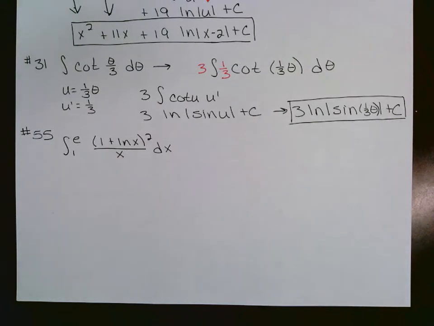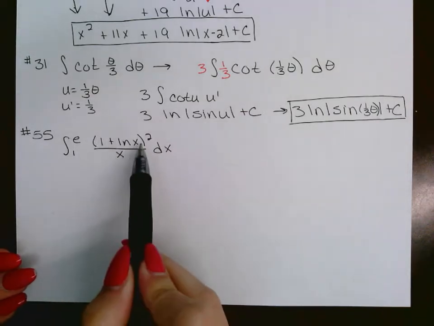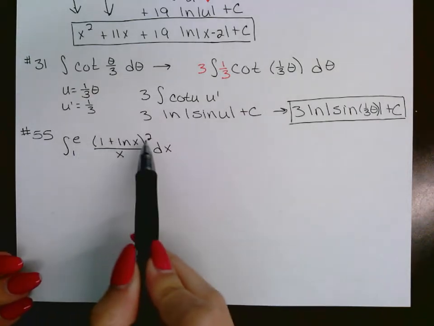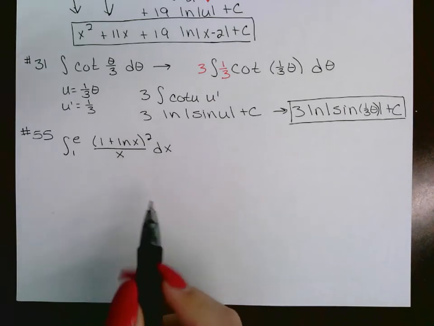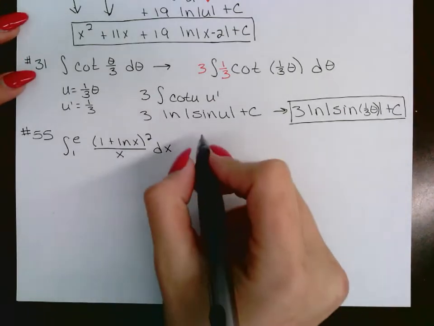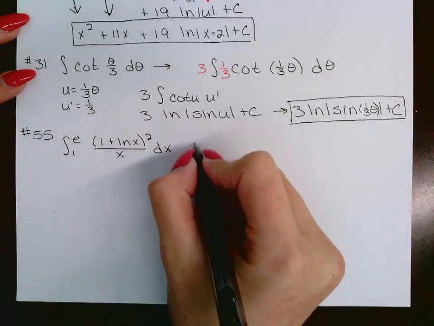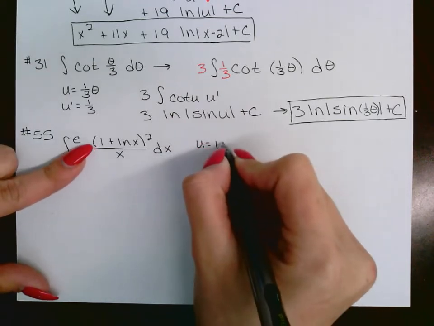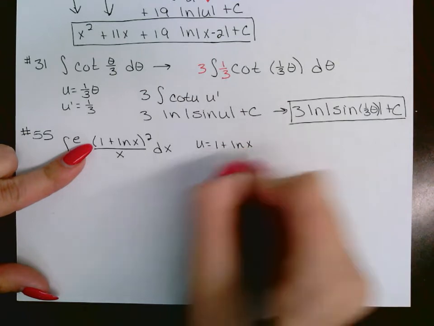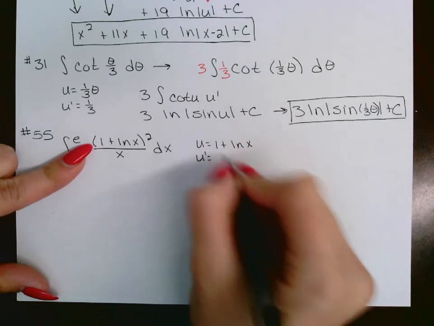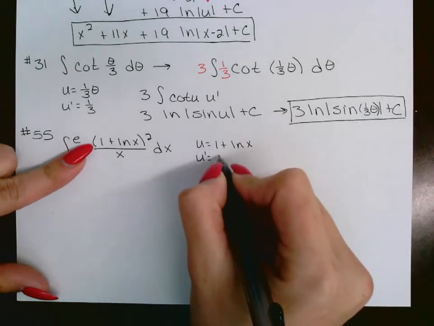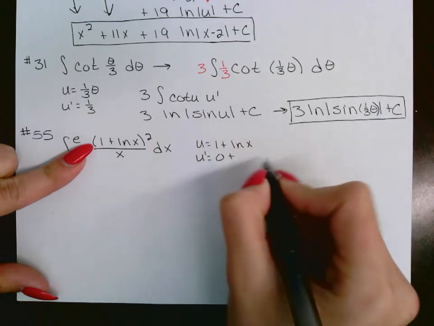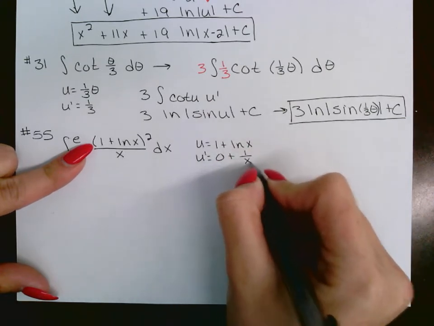All right, so let's look at this next question. This is number 55 on the same page. Hopefully your eyes go to the fact that there's a parentheses squared with something on the inside. So that would make this type of problem a u sub. So u is always on the inside of the parentheses. So it's 1 plus ln of x. So my u prime, what is the derivative of 1? 0. Good, and the derivative of ln of x? 1 over x.